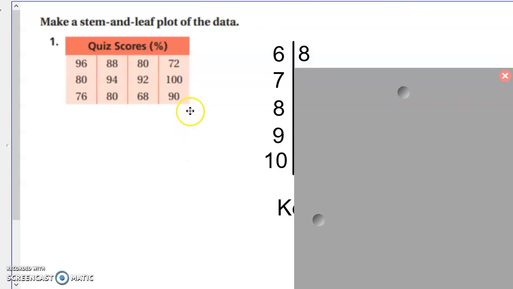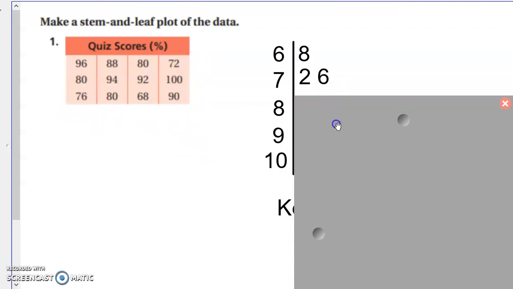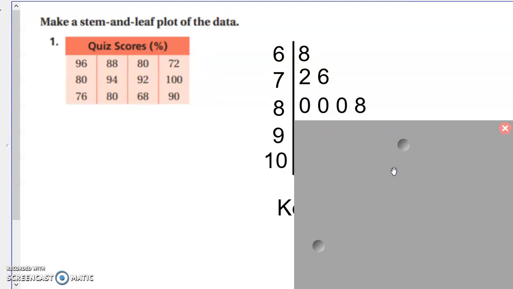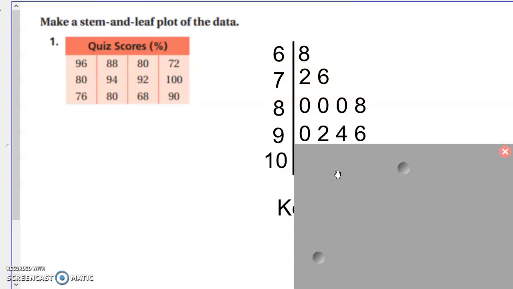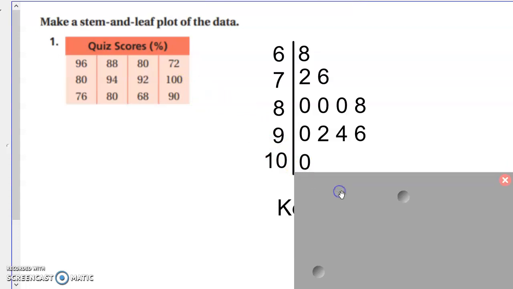For 70s, I see a 72, I see a 76, so that's going to just be 72 and 76 there. For 80s, I have a few more. I see an 80 and another 80 and another 80, so I have 3 zeros that I have to list. And then I see an 88 there, so 3 zeros and then an 8. For my 90s, I see a 90, a 92, a 94, and a 96. So those would be my leaves for that 90. And then I just have one 100, so that would just be a 0 listed there.